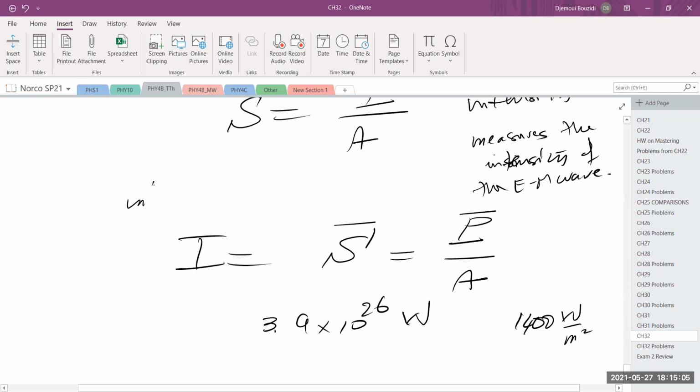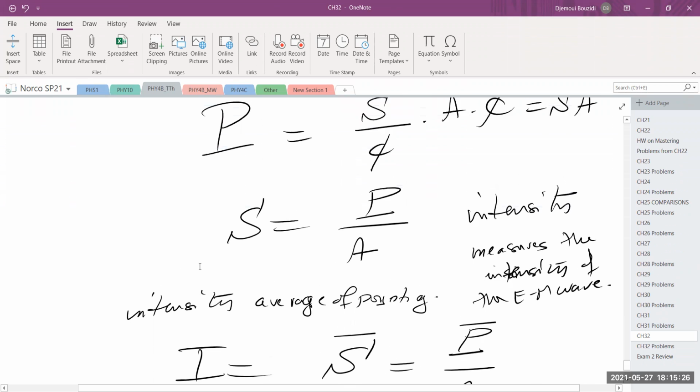So the intensity is actually the average of S bar, the average of the Poynting vector. Okay, so we have now a power. The power on average is the area times the intensity. So this is an expression that we will need. Okay.